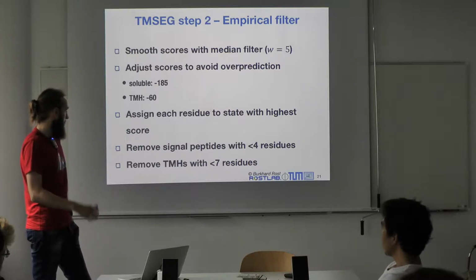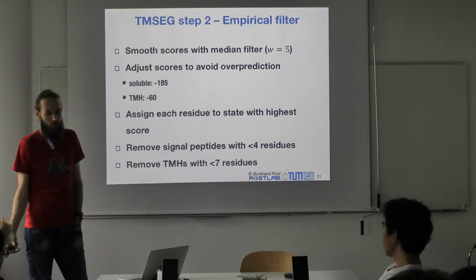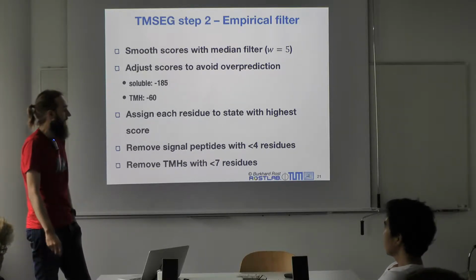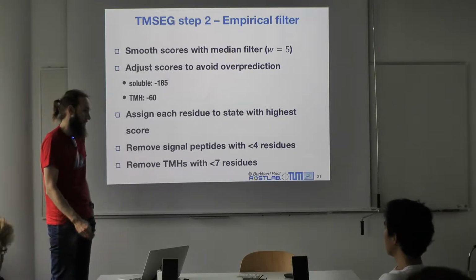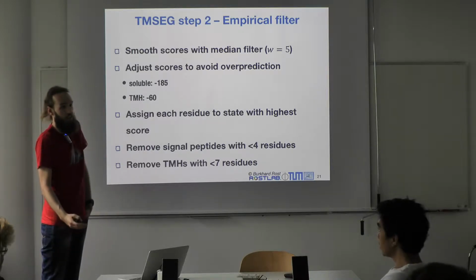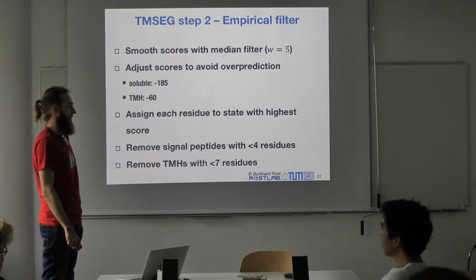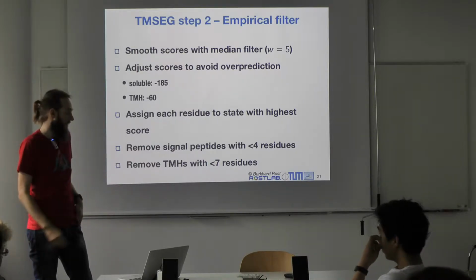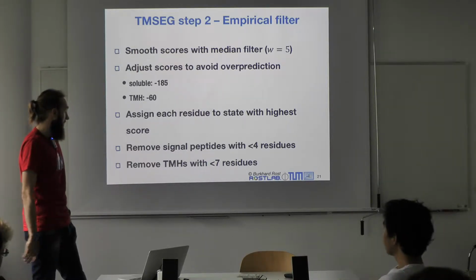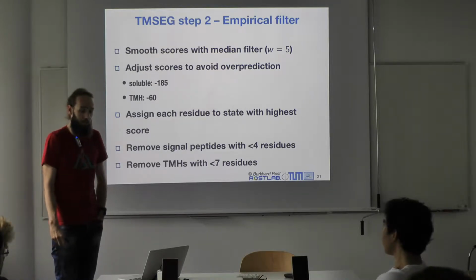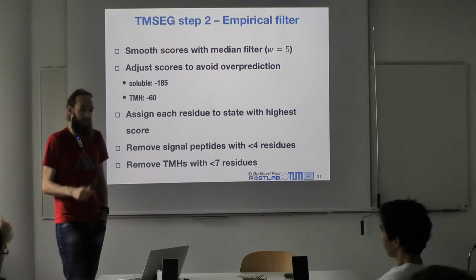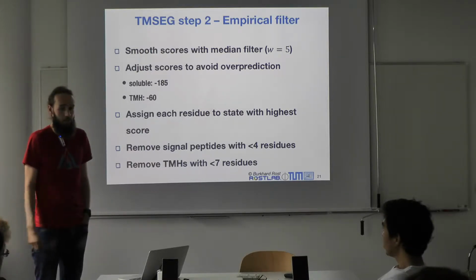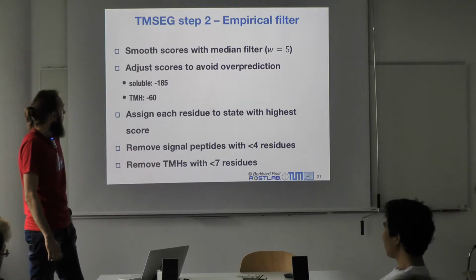And then finally, some senseless predictions are removed. So signal peptides that are smaller than 4 residues do not make any sense, which the machine learner did not intrinsically learn. So we just delete them. Delete as in we map it to soluble. And the same thing for transmembrane helices, which are smaller than 7, which is also impossible. So no membrane is that thin that 7 would be enough. So same thing here, we just map them to soluble.